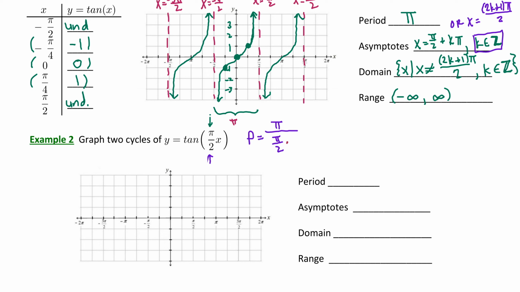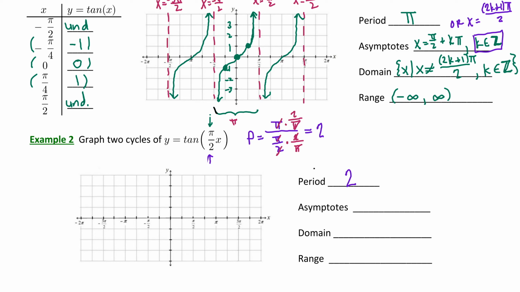So to simplify the complex fraction, we can multiply by the reciprocal of the denominator, and we end up very simply with a period of 2 units. So the period of this function is 2 units. So our basic fundamental cycle will occur in a distance of 2 units.